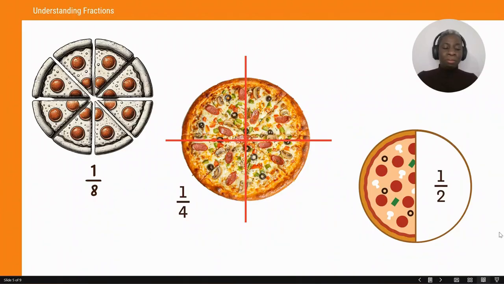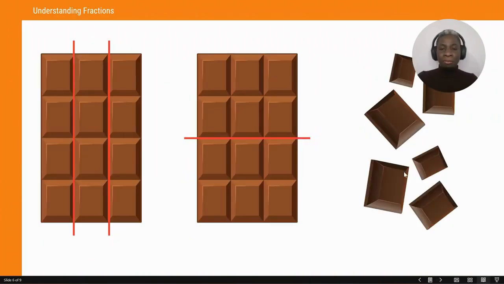Now let's use a chocolate bar as our example. When you look at this first chocolate bar, what do you notice? Yes, it was divided into three. That is, if three friends are to eat this chocolate bar, each person will take one part. One person will take the one at the left hand side, the second person will take the one at the center, and the third person will take the one at the right hand side. So that will give us 1/3, right? Yes, that will give us 1/3.